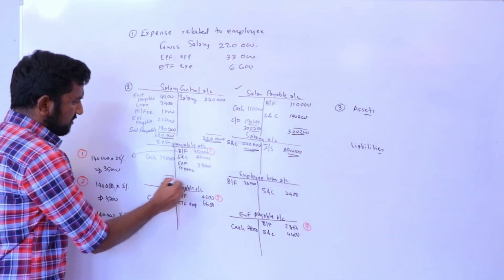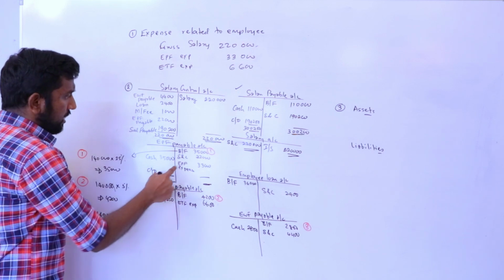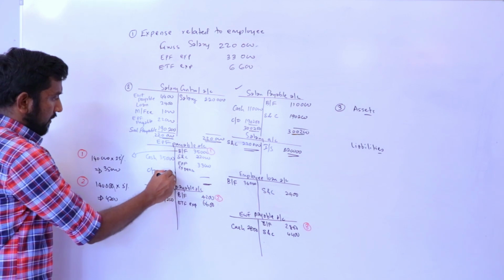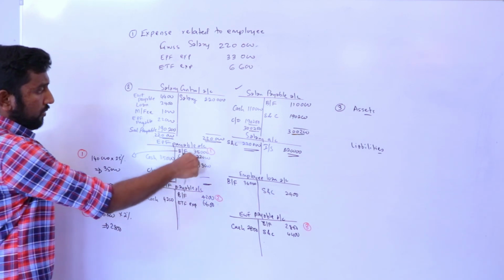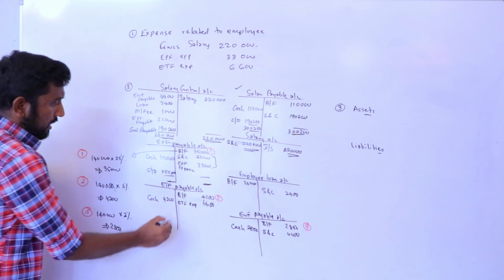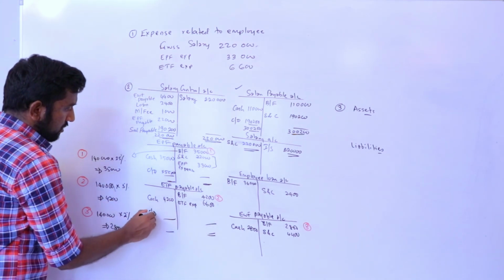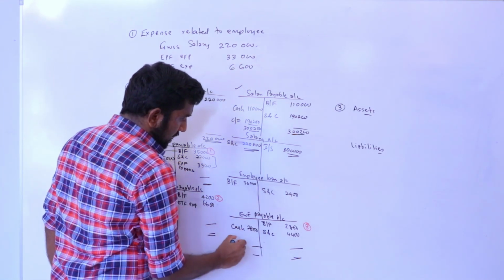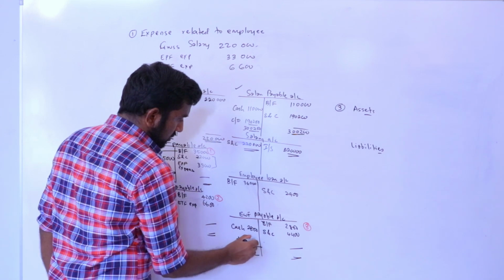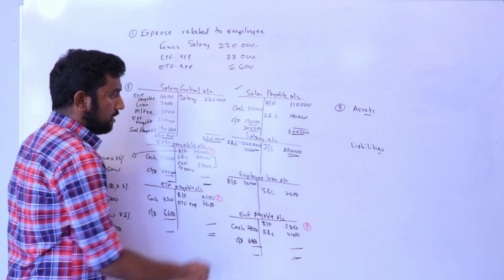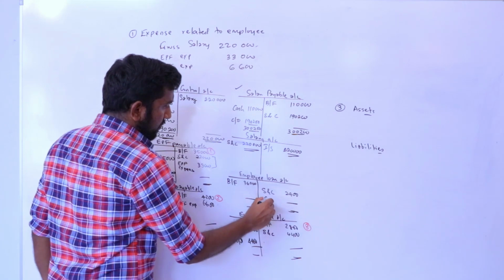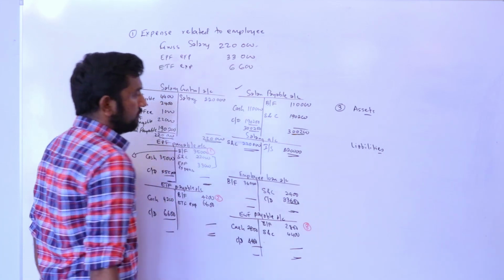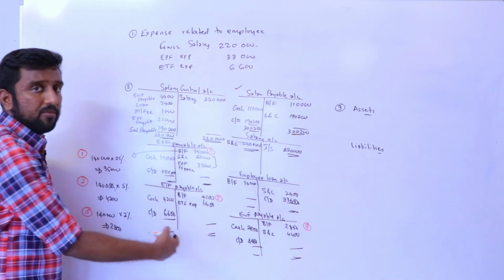Then EPF payable, your balance will be anyway 55. Why? You already have a balance of 35 which is paid, so you will have the balance related to this month only. And again ETF payable, your balance will be how much? 6,600. EWF payable, your balance will be 4,400 because you have paid 2,800. Employee loan, your balance will be how much? 33,600. So we have to put the value here and balance it, right?